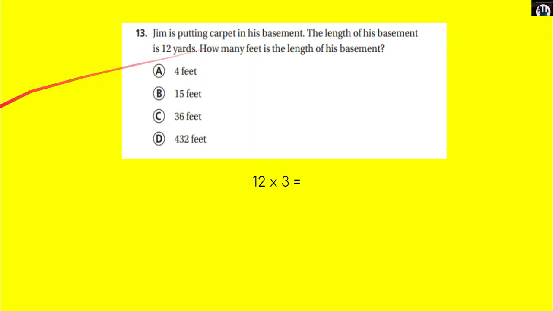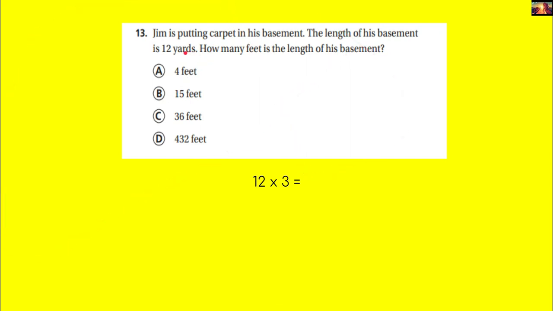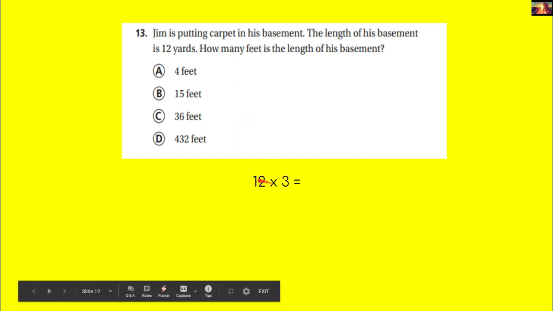Jim is putting carpet on his basement. The length of his basement is 12 yards. How many feet is the length of his basement? So I know that 3 feet equals 1 yard. So you're going to go ahead and multiply 12 times 3.